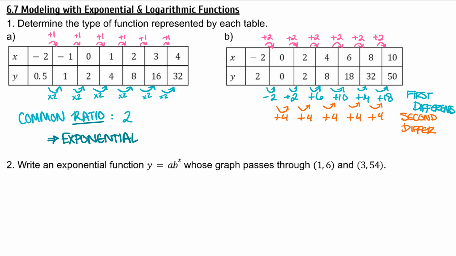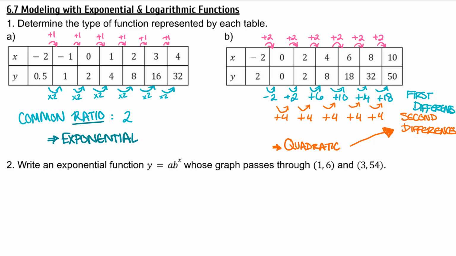The second differences are constant, so the data in this table represents a quadratic function. If you had a table where the third differences were constant, then the data in the table would represent a cubic function, and so on for polynomials.